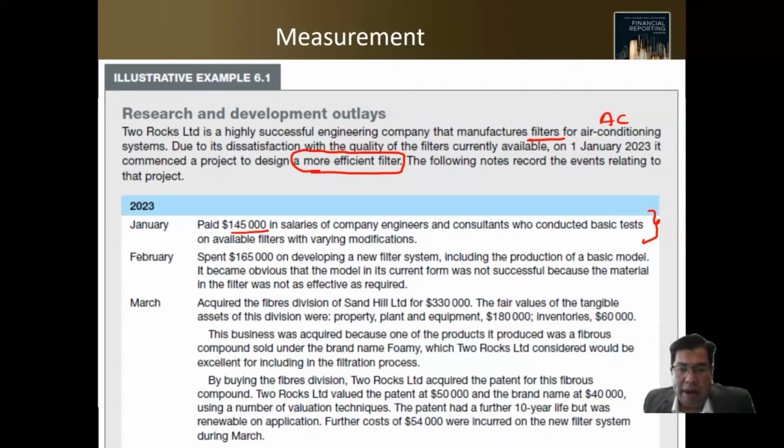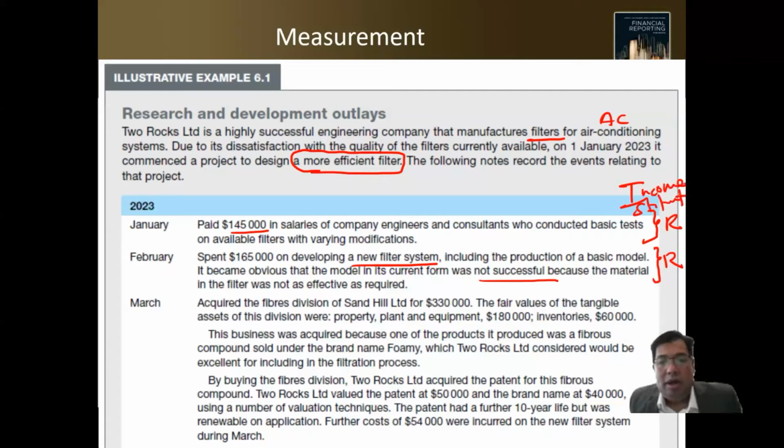Okay. And then a month after that, spend 165,000 on developing a new filter system. You are trying to produce a new filter system, including the production of a basic model. It became obvious that the model in its current form was not successful. You try to produce one filter, maybe model 1001, but it is not successful. Okay, so not successful means it's still under research. Just put here R. Falls under research. Research will go to your income statement.